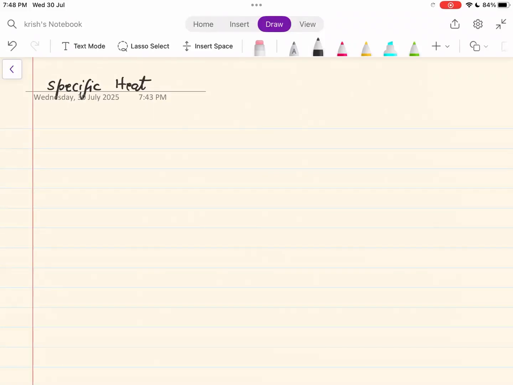Okay, so we're going to look at specific heat. I know that you've already had some encounter with this term before, but there's some new information to be had. So, yeah, let's look at that.